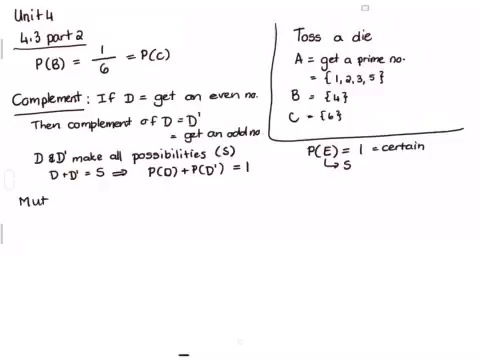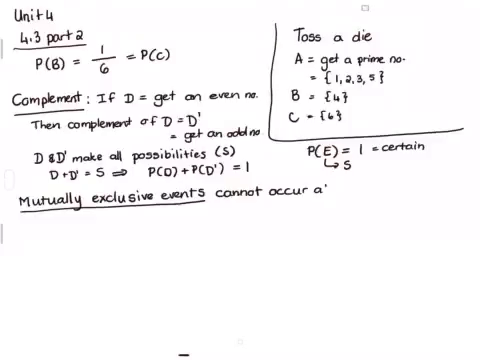Now another one: mutually exclusive. And be careful, one gets confused with all these words because they're kind of similar but not the same. Mutually exclusive events cannot occur at the same time. So in our example, complements are definitely mutually exclusive because they can't be the same; the one is like the opposite of the other one.